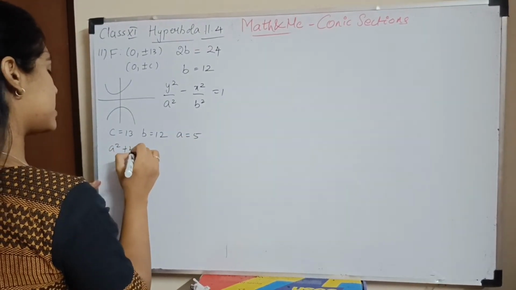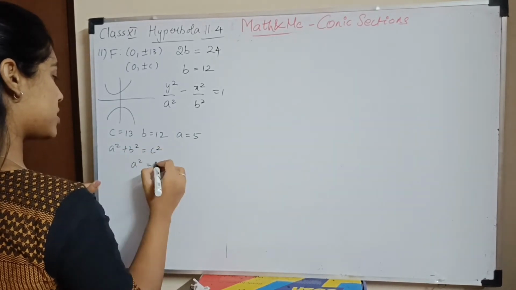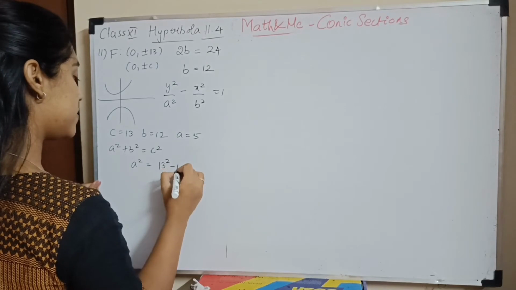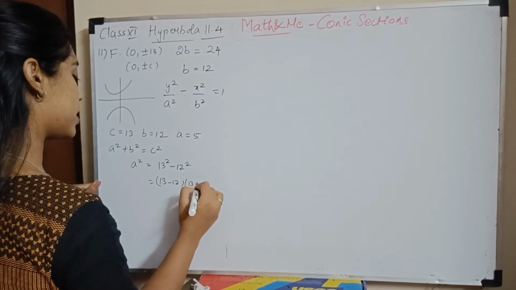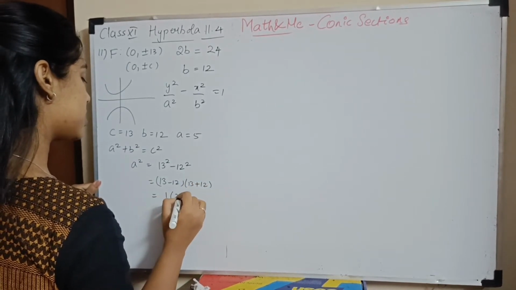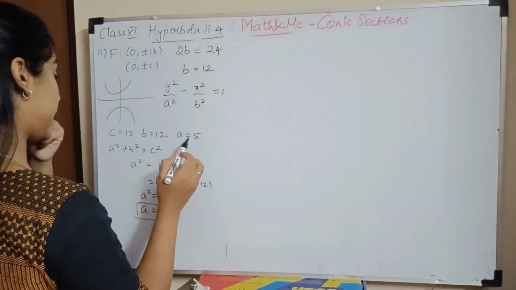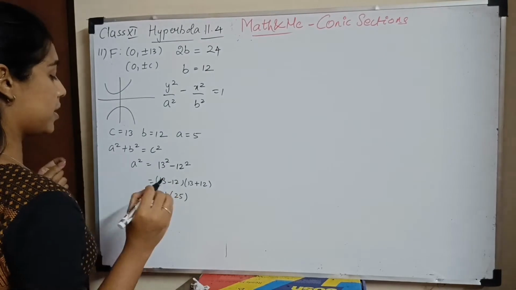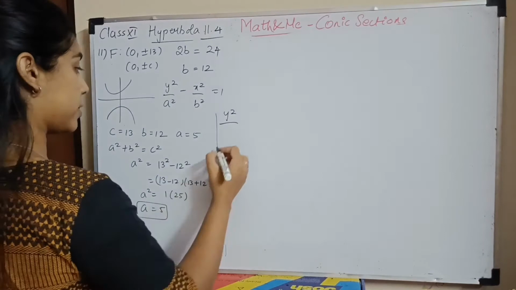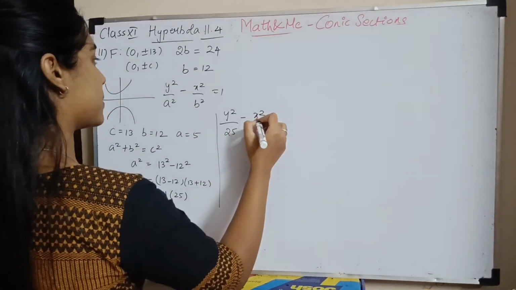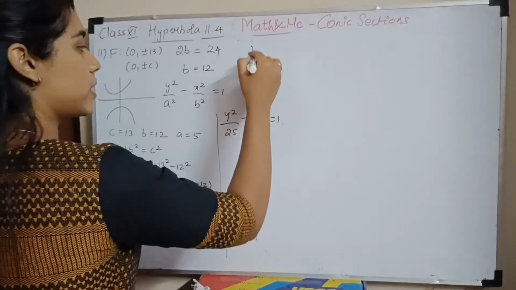A square plus b square equals c square. So I have a square equals c square minus b square. C square, what is it? 13 square minus 12 square, which is 13 minus 12 into 13 plus 12. A square minus b square formula. So I have 1 times 25. A equals 5. So you have to know 5, 12 and 13 are Pythagorean triplet. Okay. Now your equation is y square divided by a square, which is 25, minus x square divided by b square, which is 144 equals 1. So this is the equation. Okay.